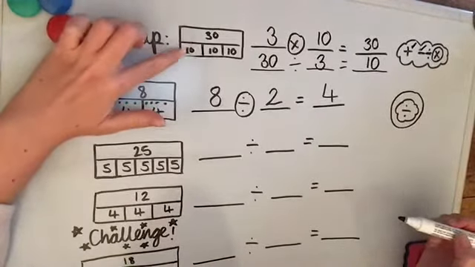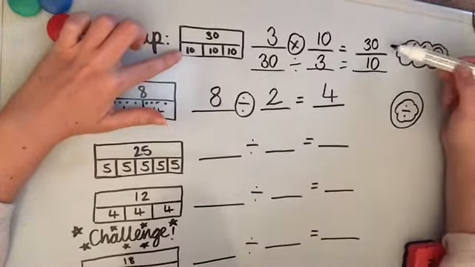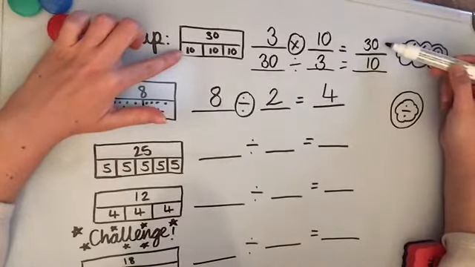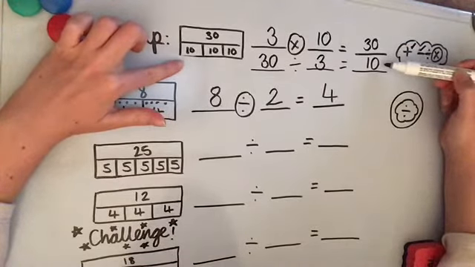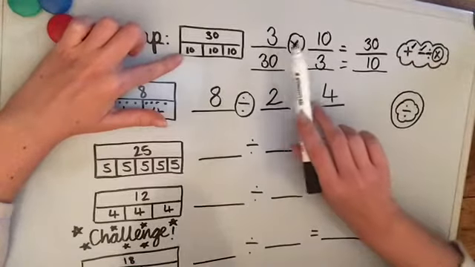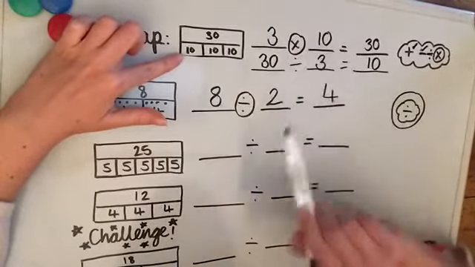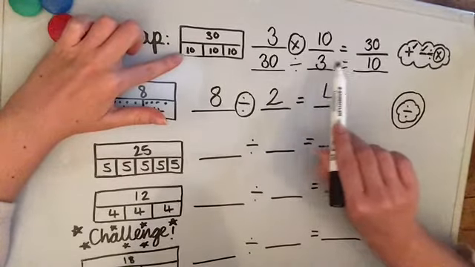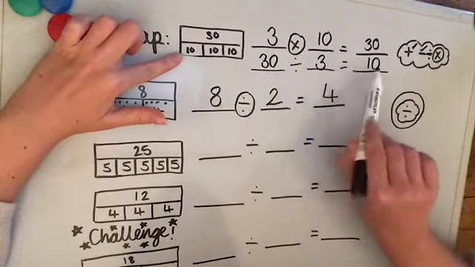10. So this bar model can show us a multiplication number sentence, and then it can also show us the inverse of this one and show us the matching division that goes with it. So this bar model is showing me 3 multiplied by 10 equals 30, but also 30 shared between 3 equals 10. Let's crack on with some of these other ones then.